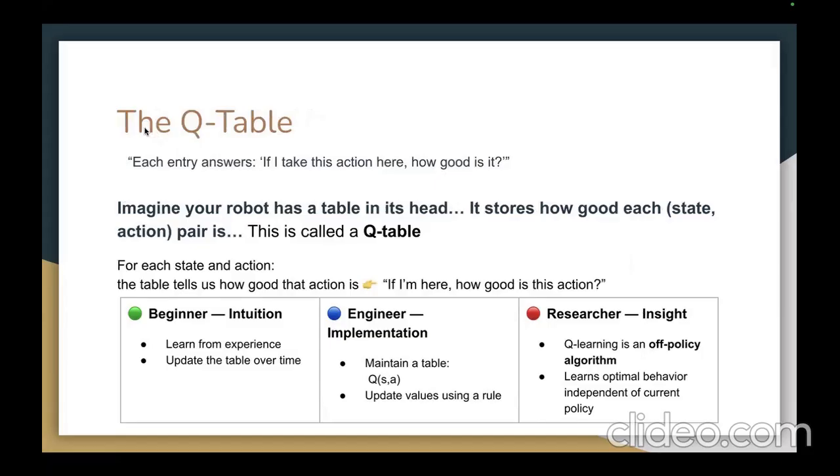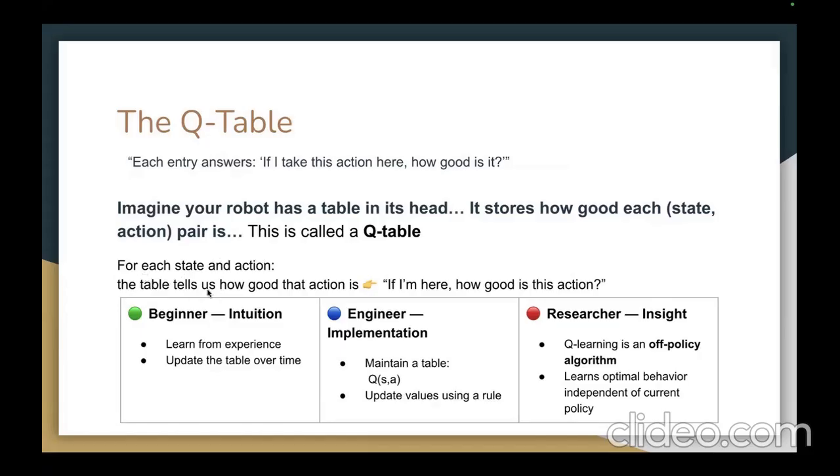To simplify things, we may use a Q table. Imagine we have a 2D table, and each entry of the table answers, if I take this action here, how good is it? So imagine your robot has a table in its head. For every situation, let's say every square in your room, and every possible action, let's say go up, go left, go right, and also clean the area, it stores how good such a pair is. This is what we usually call a Q table. And the question is, how can we update this table, which we'll discuss in the next slide.